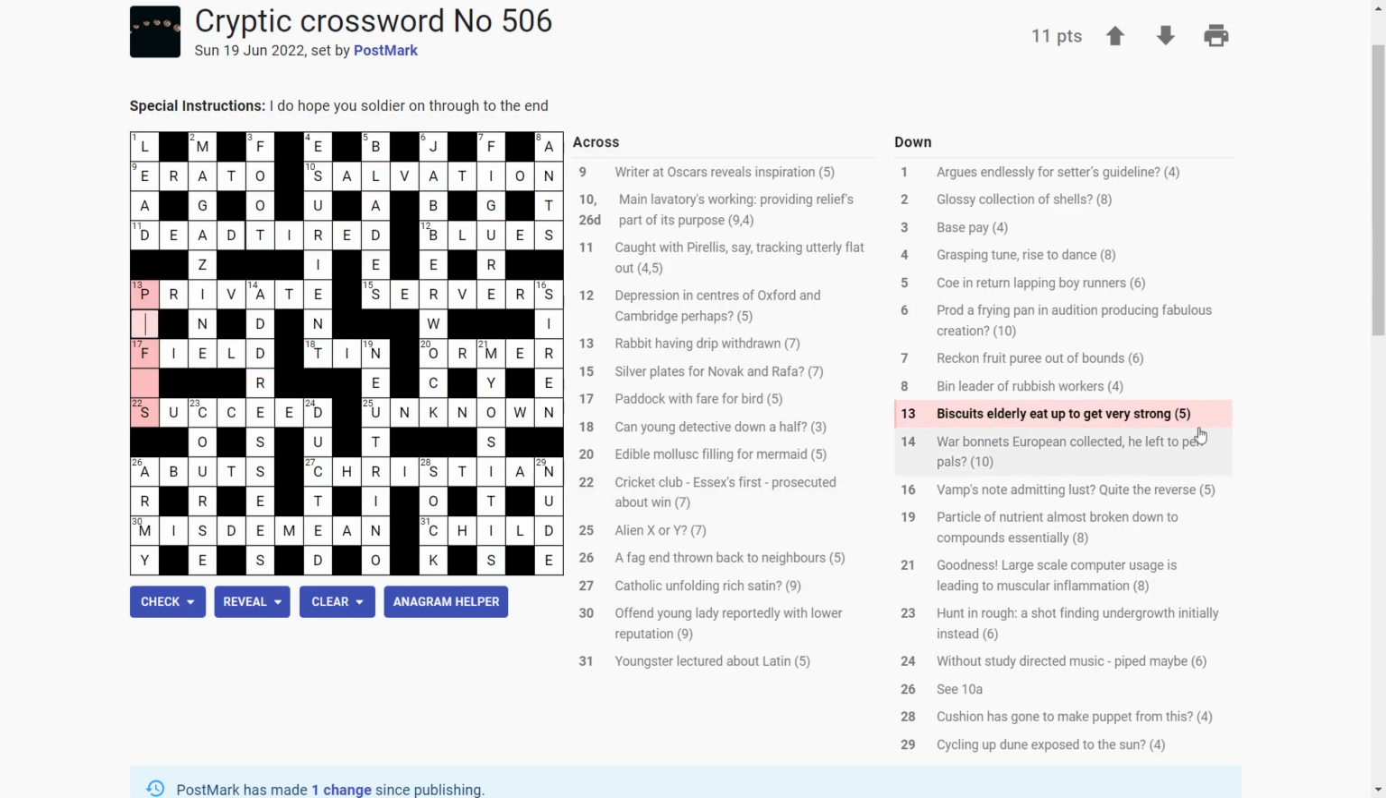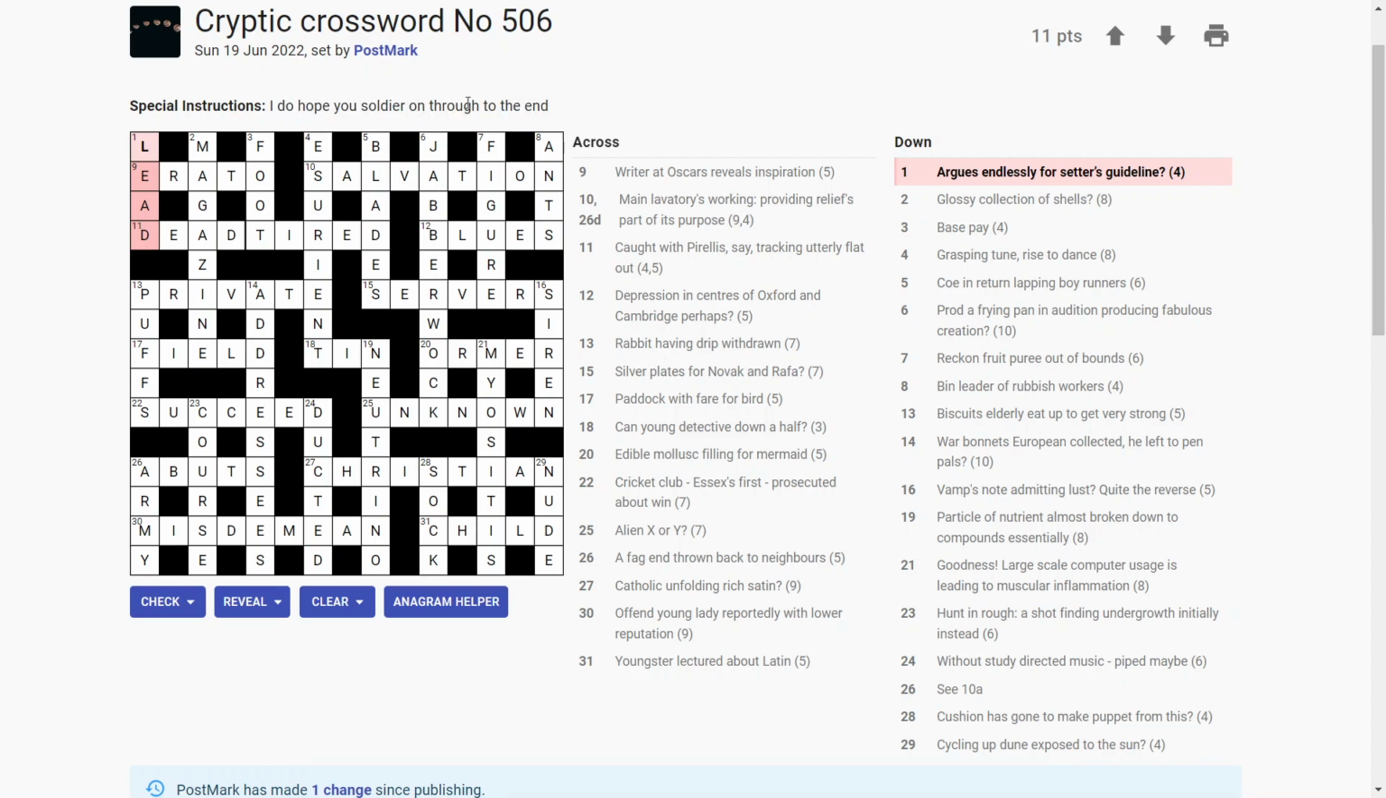Possibly. So what's this? Biscuits. Puffs is to get strong, isn't it? To puff up something is to make it stronger. Biscuits elderly eat up. Don't know. We'll look at the solutions in a minute. So yeah, I was completely defeated by that. Let's check grid. Yeah, okay, so there we go. There's our finished grid. Yeah, very, very tough. So, what's the theme?